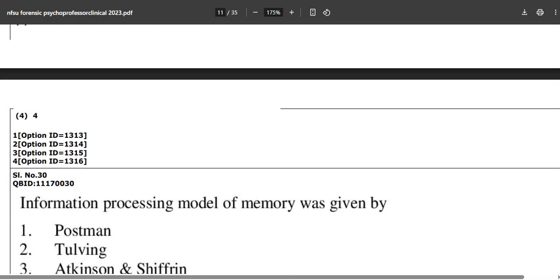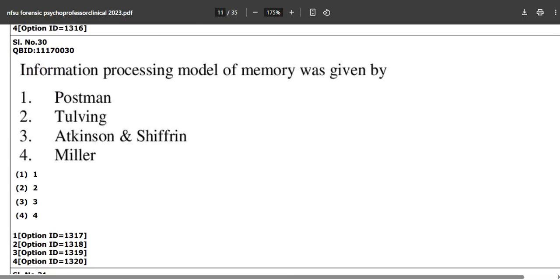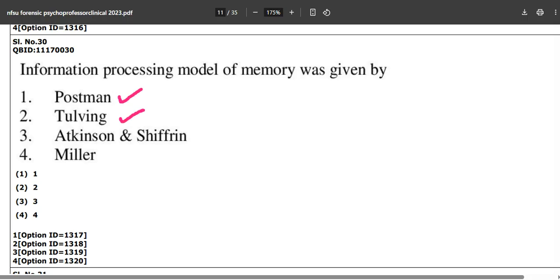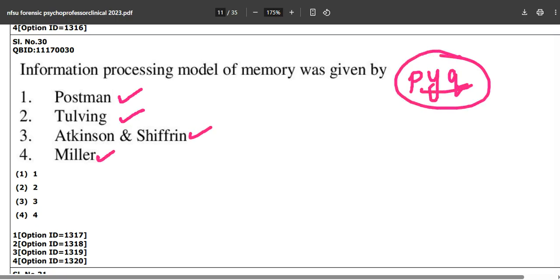Now moving forward to the next question. Information processing model of memory was given by. The options are Postman, Tulving, Atkinson and Shiffrin, and Miller. That is why PYQ solution becomes very important. If you have watched previous parts, you will be able to solve this answer, because the Atkinson and Shiffrin model is, we can say, the information processing model of memory.